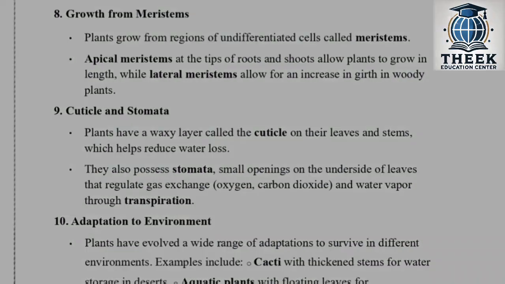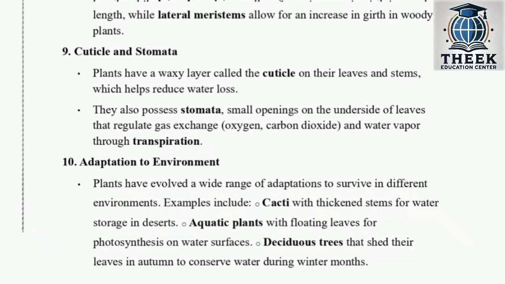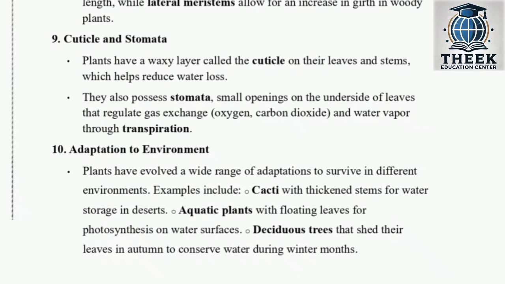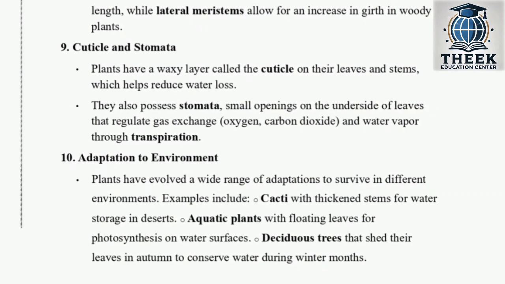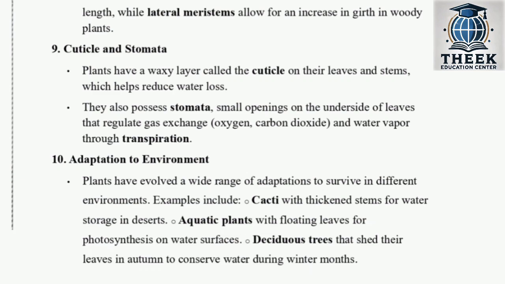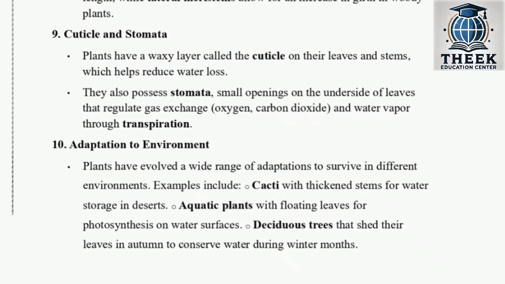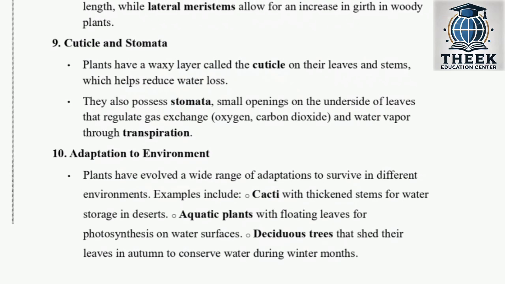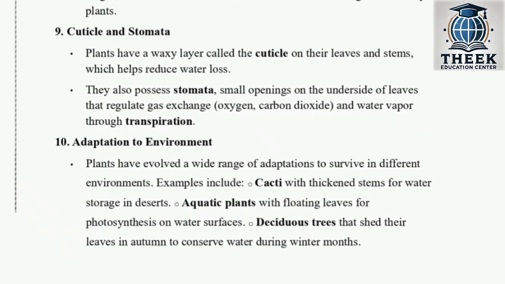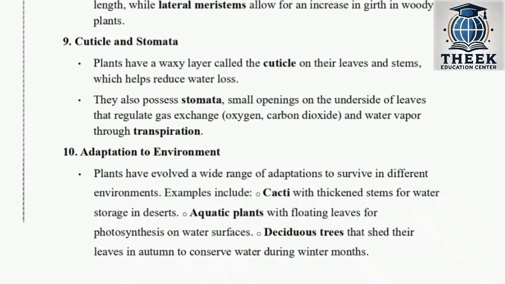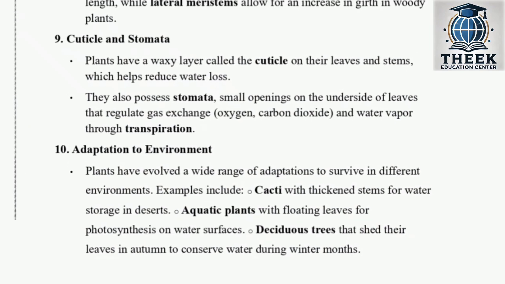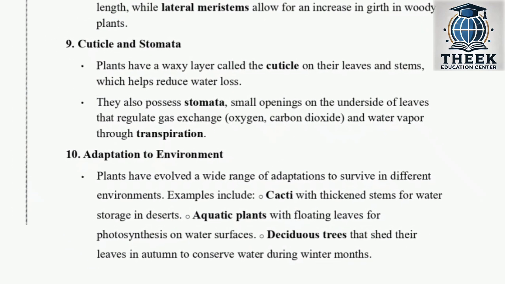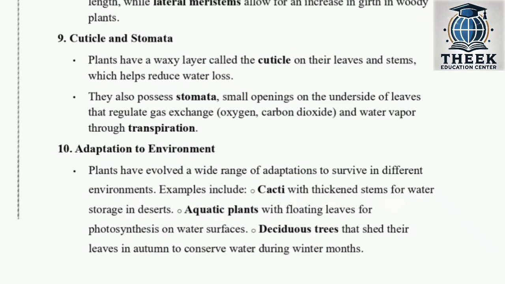We have adaptation to the environment. One of the features of plants is adaptation to the environment. How are these plants adapted to the environment? We'll discuss that in detail. Plants have evolved a wide range of adaptations to survive in different environments. Examples include cacti with thickened stems for water storage in deserts.